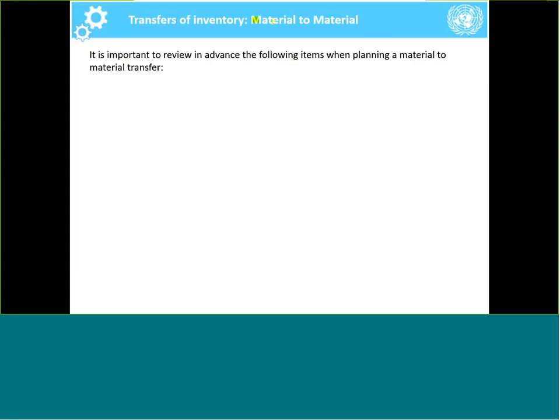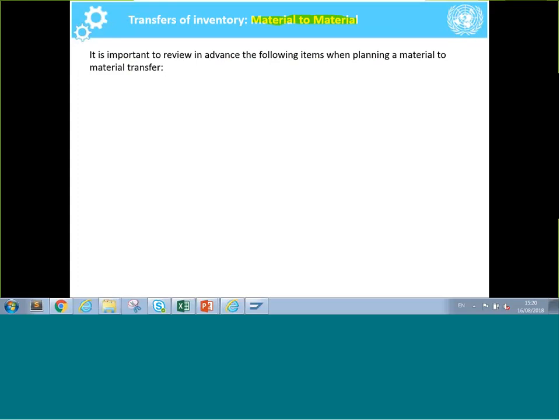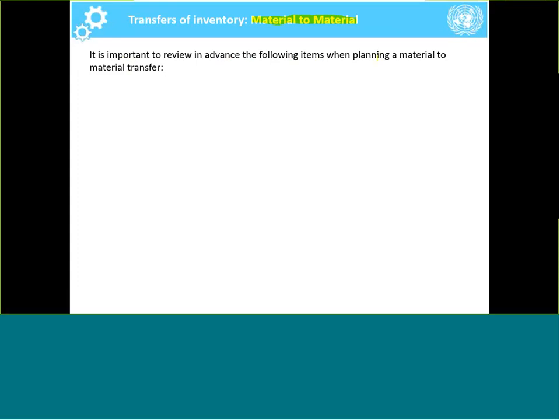Okay. Transferring. We also have the transfer material to material. So in case we have stock of one material, but in reality it's a different material, there are also some movement types to accomplish that part. But if you want to do a transfer material to material, the planning part is very important. So you need to analyze what are the characteristics of the source material and what are the characteristics of the receiving material.